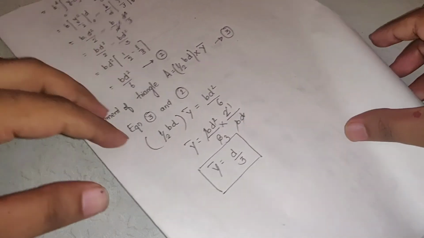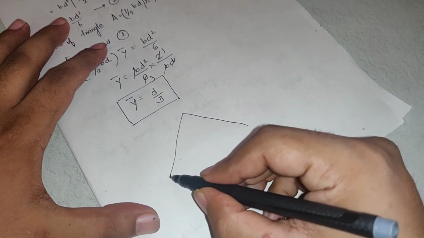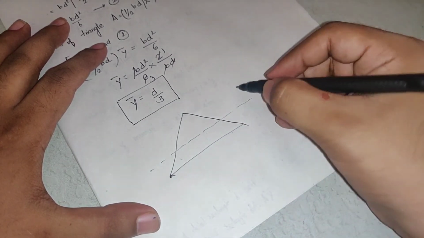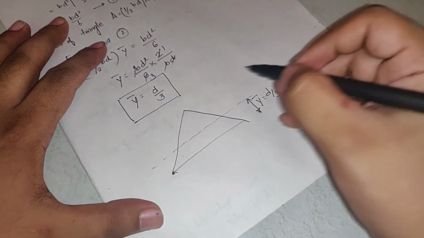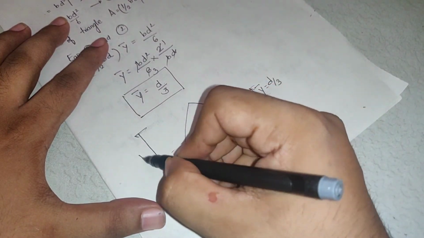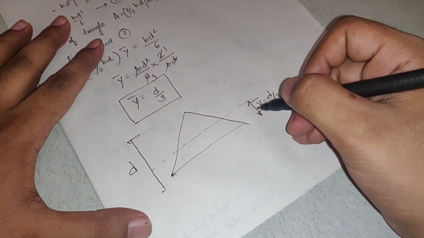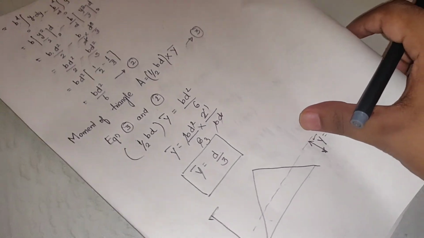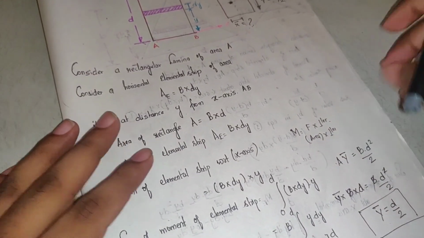Lastly, you have to draw this triangle like this, show the axis, then mark this value of Y bar. So this is D by 3. The total height is D, so from the base it is D by 3. So this is about the centroid of the triangle and also the centroid of the rectangle. Hope you followed this part.